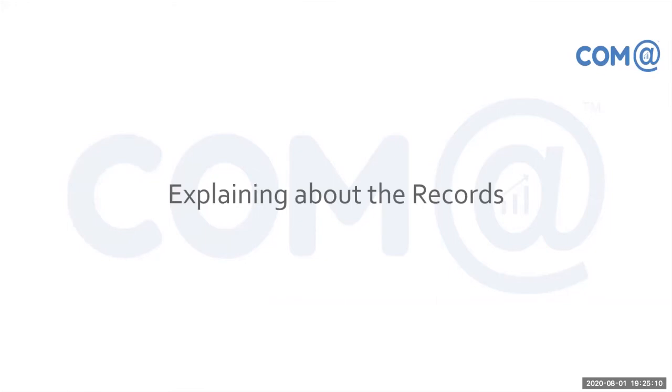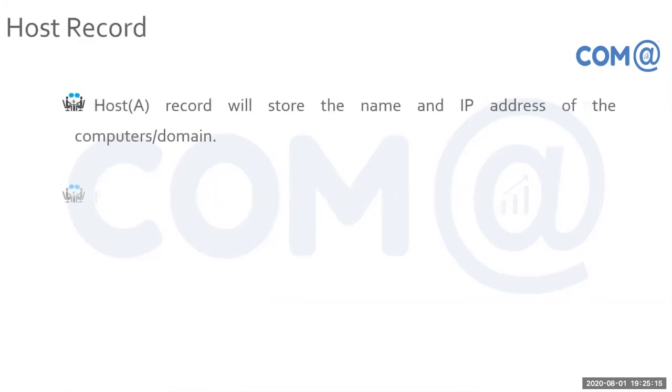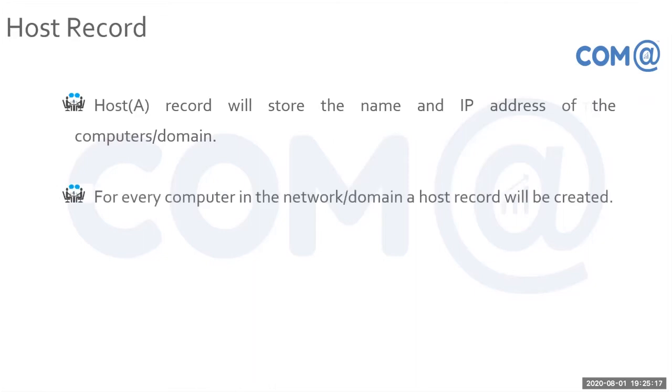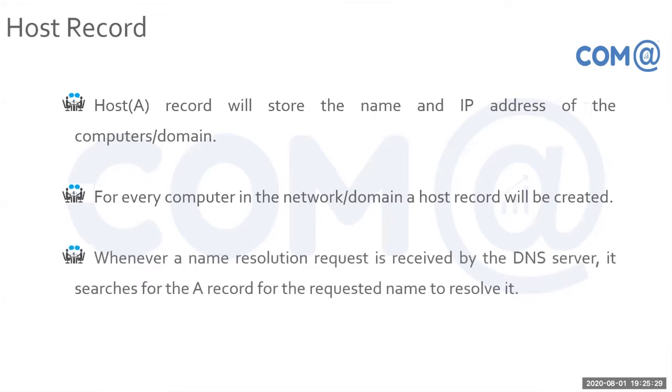Further explaining about the resource records, first we can start with the host record. The host record stores the name and IP address of the computer or the domain. For every computer in the network or domain, a host record will be created. Whenever a name resolution request is received by the DNS server, it searches for the A record for the requested name to resolve it. So this resource record is used to resolve name to IP address.